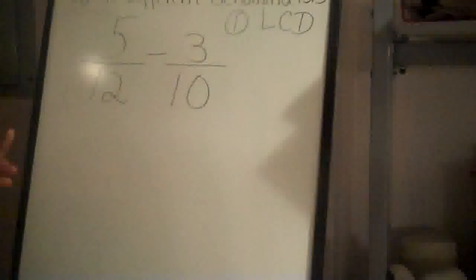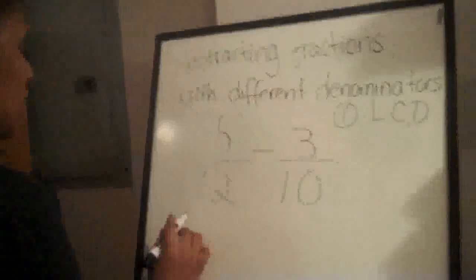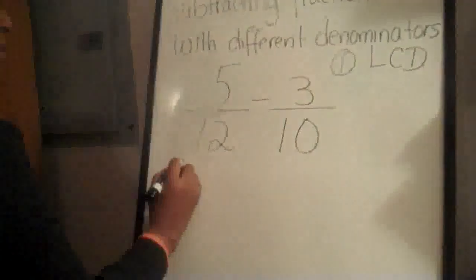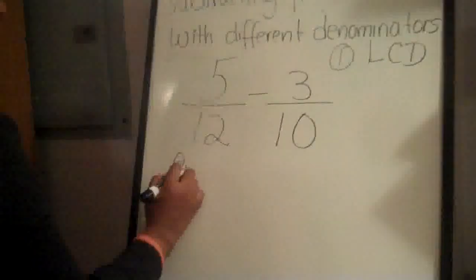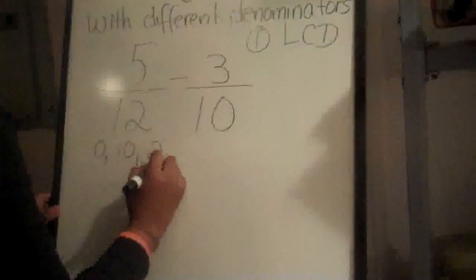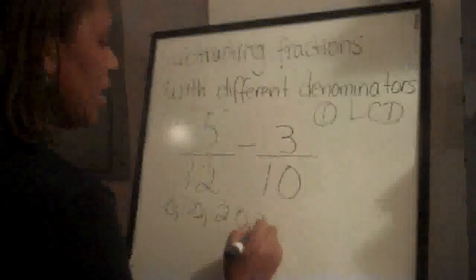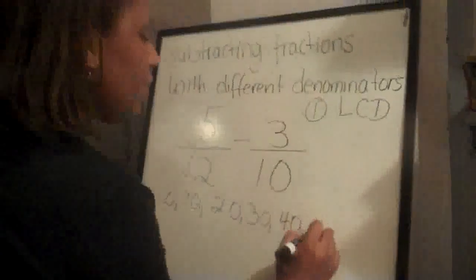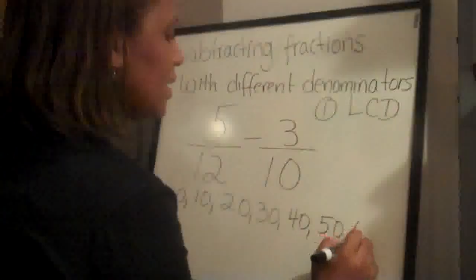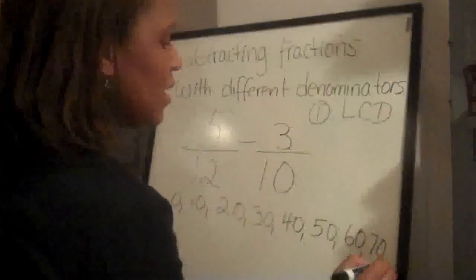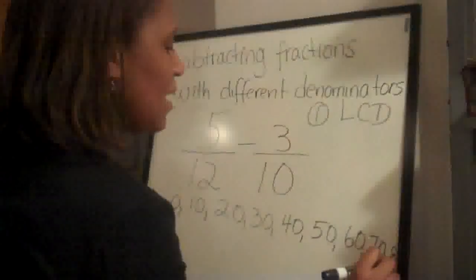An easy way to find the least common denominator is to find the multiples of 12 and the multiples of 10. So first, the multiples of 10: 10 times 0 is 0. 10 times 1 is 10. 10 times 2 is 20. 10 times 3 is 30. 10 times 4 is 40. 10 times 5 is 50. 10 times 6 is 60. 10 times 7 is 70. 10 times 8 is 80, and so forth.